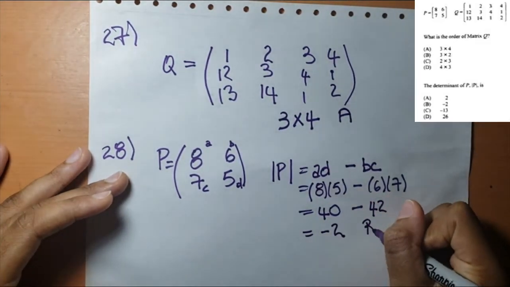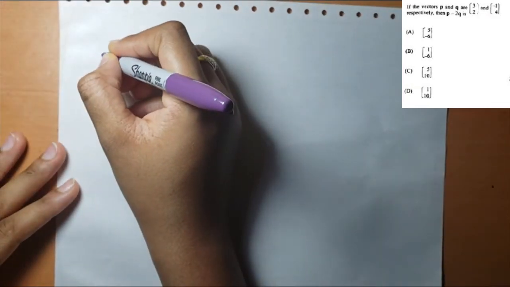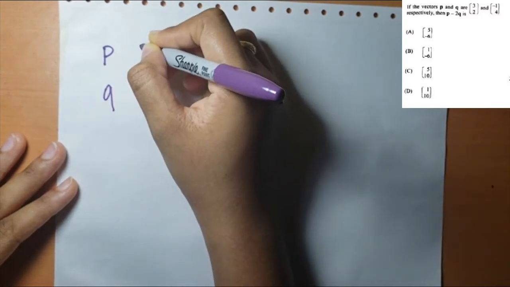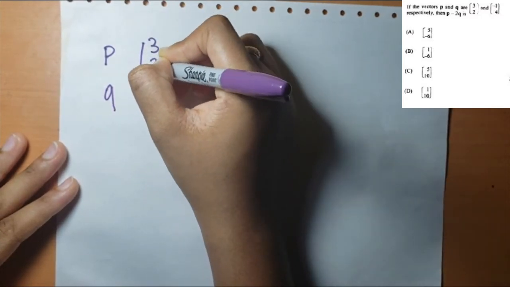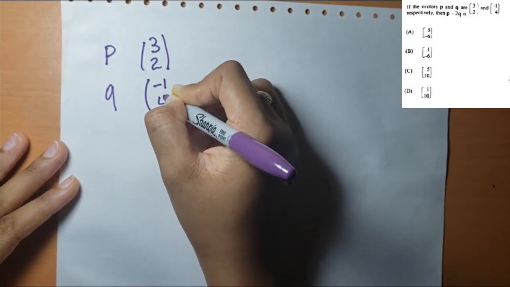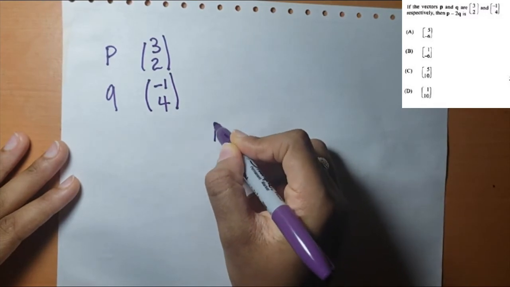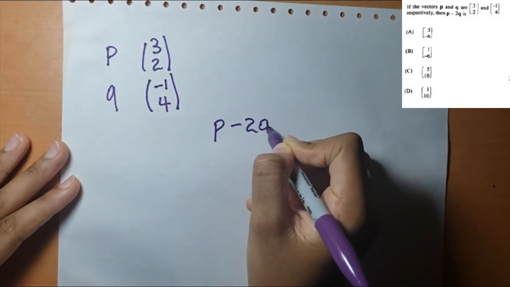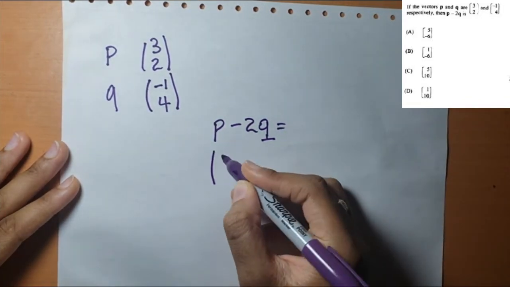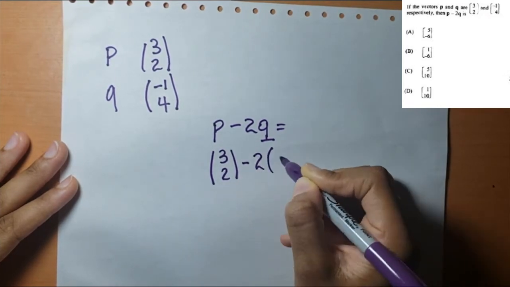And that is B. Item 29, vectors. So we have a vector P and we have a vector Q. Vector P is 3, 2. And vector Q is negative 1, 4. They then ask us P minus 2Q. What would that be? So now we know P. P wasn't changed. We have 3, 2 minus 2 times Q.